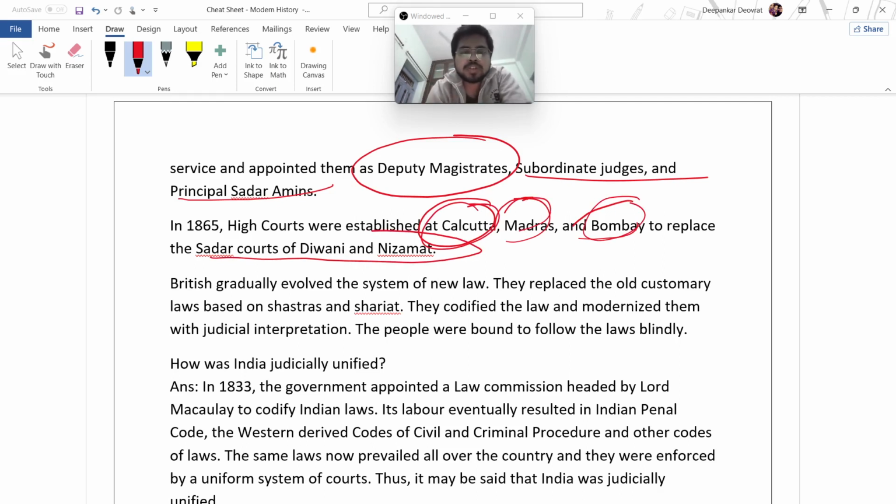So the British gradually evolved the system of new law, and they replaced the old customary laws based on the Shastra and the Sharia. Whatever the laws were present as Shastra, they replaced it, and it was like modern laws, with punishment coming through any judicial formation, that we are still following.